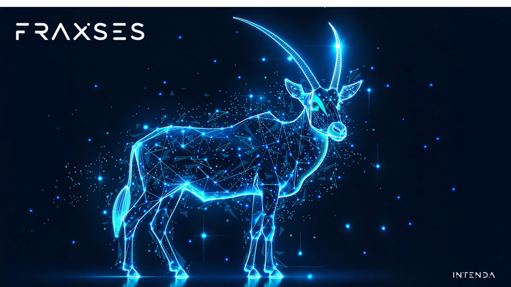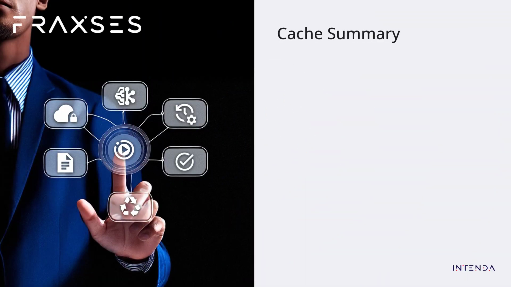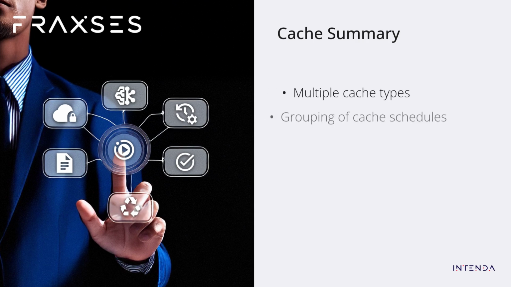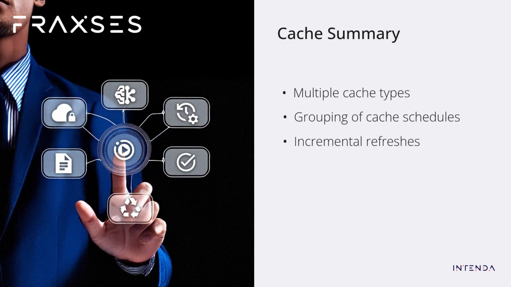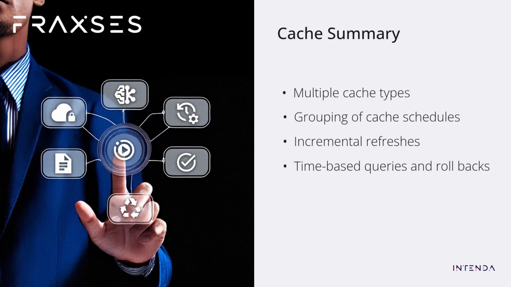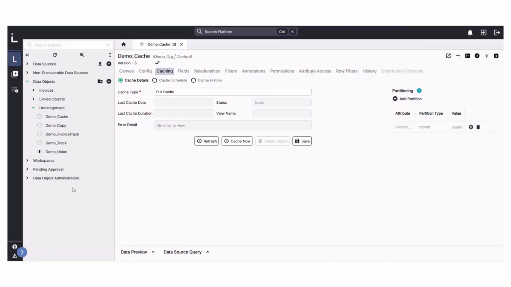Caching. The caching process has been enhanced to support multiple caching types and grouped caching schedules. Iceberg's snapshot-based architecture enables incremental refreshes, time-based queries, and safe rollbacks, while retention policies and automatic metadata tracking improve transparency and efficiency. The caching functionality has been split into 3 separate processes, each managed through its section of the Caching tab.